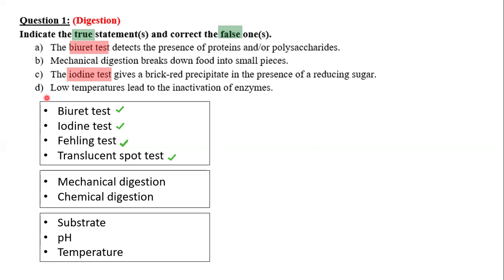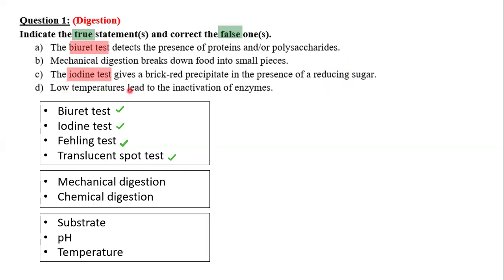Second statement, mechanical digestion breaks down food into small pieces. Third statement, the iodine test gives a brick red precipitate. Which test gives me a brick red precipitate in the presence of a reducing sugar? One of these tests is used to detect the presence of a reducing sugar. Yes, it does give a brick red precipitate in the presence of this kind of food, but it's not the iodine test. Actually, the iodine test turns from an orange, brown color into a dark blue color in the presence of something else. As I told you, I'm not mentioning the answers in here.